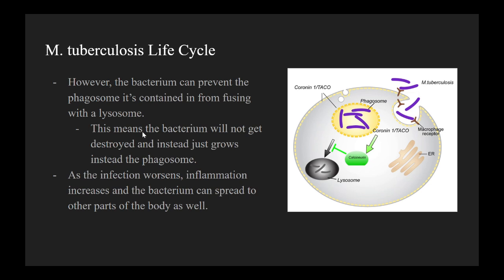But what happens here is that M. tuberculosis resists phagocytosis. It prevents the phagosome from fusing with the lysosome through a series of very complicated mechanisms. But essentially, this means that the bacterium just sits inside this phagosome without getting destroyed, and it can multiply and grow inside here, and the infection can keep progressing. And of course, as the infection worsens and the inflammation increases, the bacterium can actually spread from the lungs to other parts of the body as well, even though the lungs are the primary place where the effect is noticed.